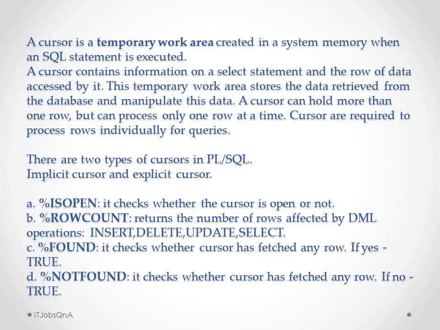There are two types of cursors in PL/SQL, implicit cursor and explicit cursor. Now the attributes of cursor are: %ISOPEN, it checks whether the cursor is open or not. %ROWCOUNT, it returns the number of rows affected by the DML operation like insert, delete, update, and select. And %FOUND, it checks whether the cursor has fetched any row. If yes, then true. %NOTFOUND, it checks whether the cursor has fetched any row. If no, then true.